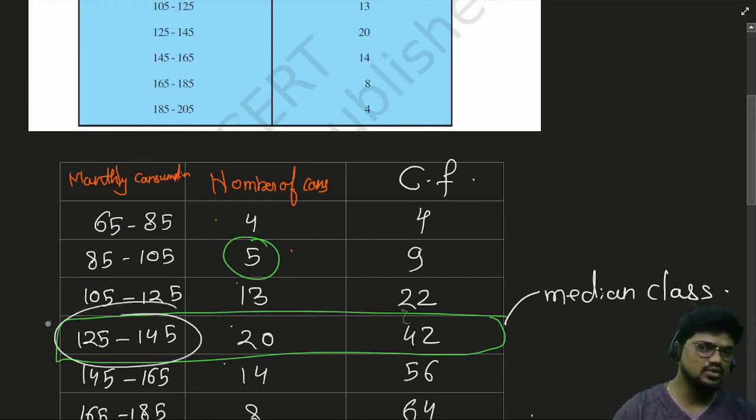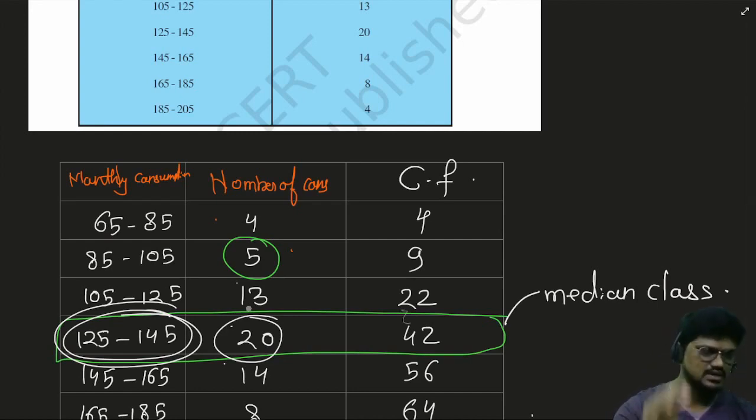Because we exactly do not know what the 34th reading is and what the 35th reading is. Because they have given 125 to 145, the monthly consumption, and the number of consumers, say 20 consumers like that. So we do not know exactly what the 34th observation and the 35th observation are. And that's what we are going to predict by using a formula. That will be nearly equal to the exact value. Got it or not? Yes? Okay.